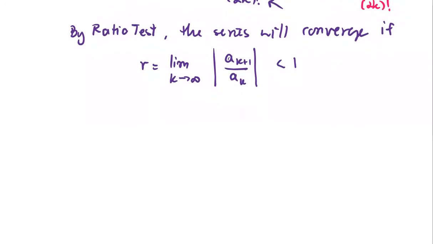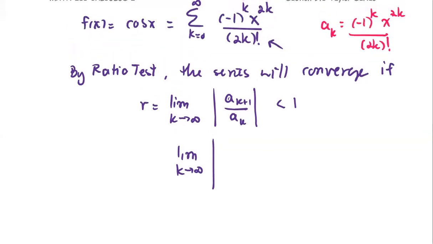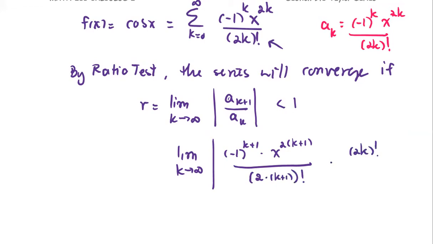On the left-hand side of the inequality, we have the limit as k approaches infinity of the absolute value. The term a_(k+1) is negative 1 to the k plus 1 multiplied by x to the power 2 times k plus 1, where we replace k with k plus 1 to represent the (k+1)th term, divided by the quantity 2 times k plus 1 factorial, and then multiplied by the reciprocal of a_k, which is 2k factorial divided by negative 1 to the power k, x to the power 2k. We make it less than 1 to satisfy the condition of the ratio test so the series will converge.